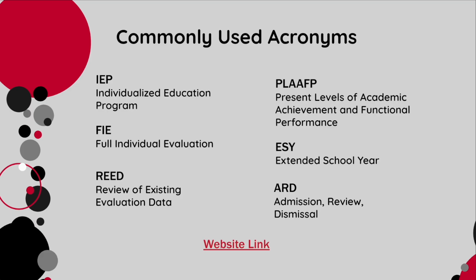continue planning. The PLAF, my least favorite because it's not a real word, present levels of academic achievement and functional performance. The PLAF describes where your child is right now. It explains their current academic skills like reading or math and functional skills like communication, behavior, or organization. This section helps guide the goals and the services of the IEP.